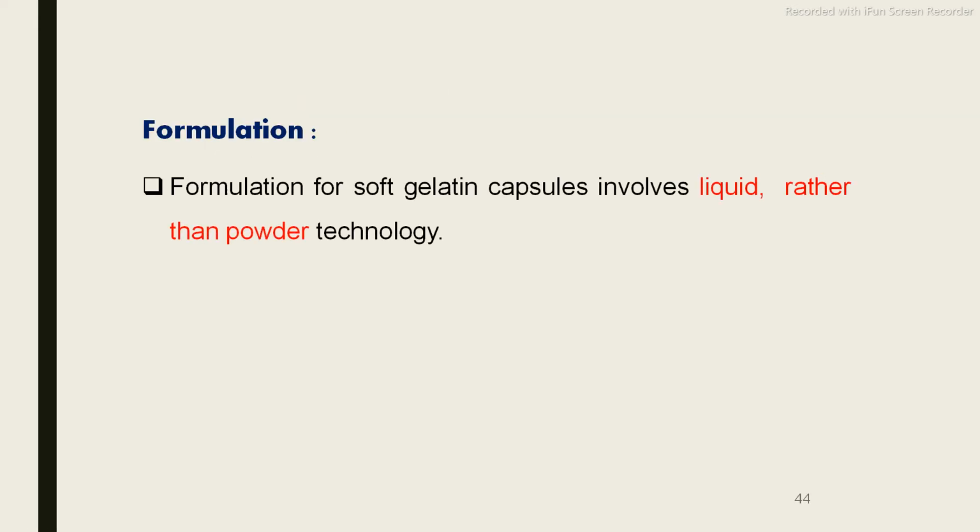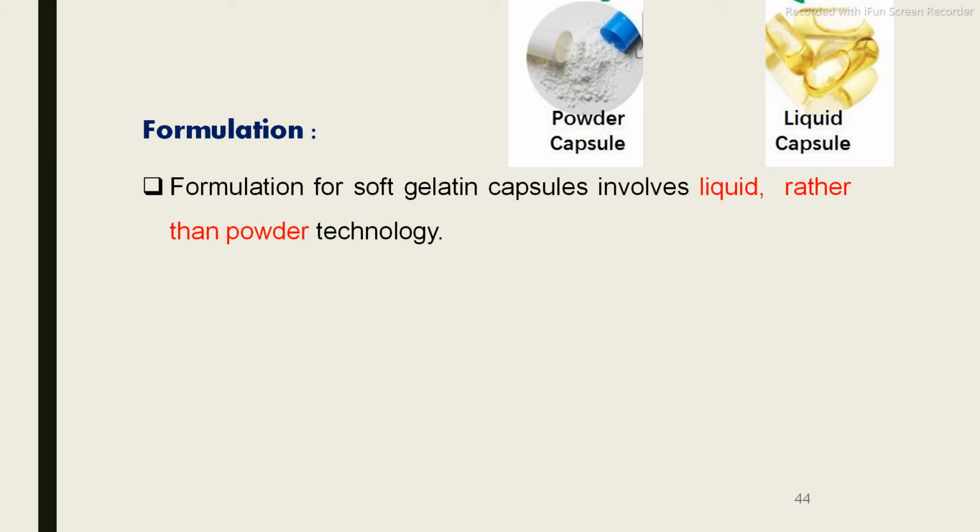Then formulation. The soft gelatin capsule involves liquid rather than powder technology. In this image you can see powders or granular material is only applicable to hard gelatin capsules. So whenever you are thinking about hard gelatin capsule, you can encapsulate only powdered or granular material. And whenever you are thinking about soft gelatin capsule, you always have to consider liquid or semi-solid preparations. So only liquid or semi-solid we can fill inside the soft gelatin capsule.